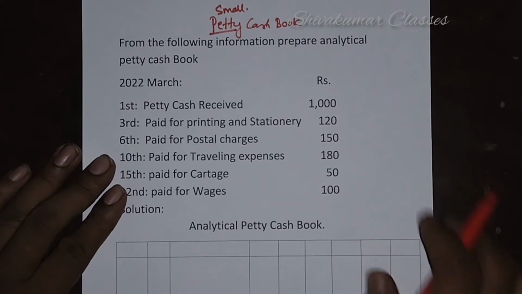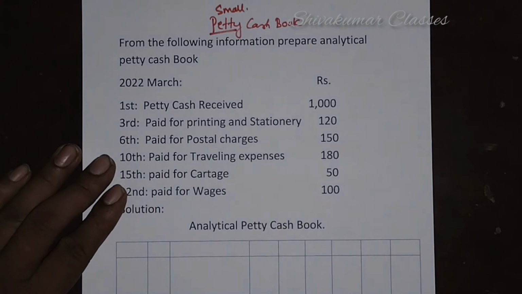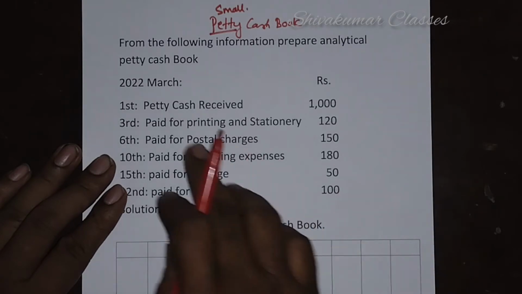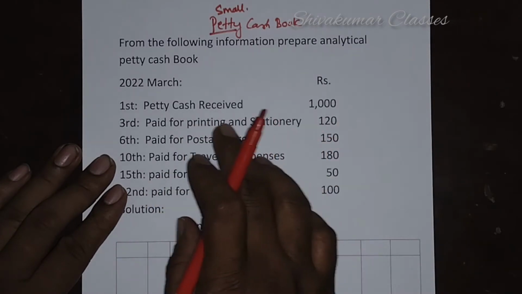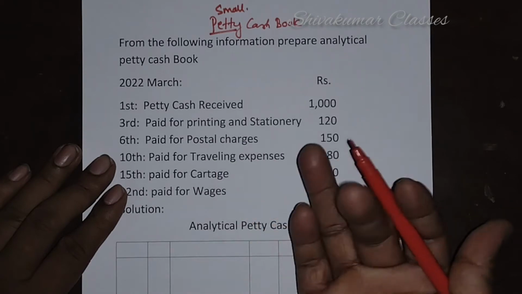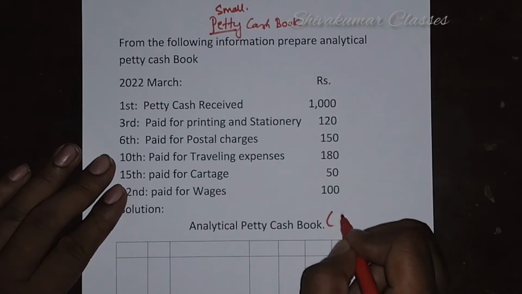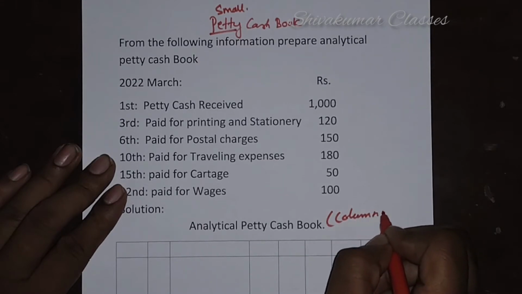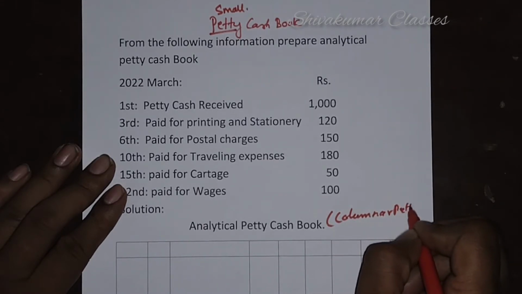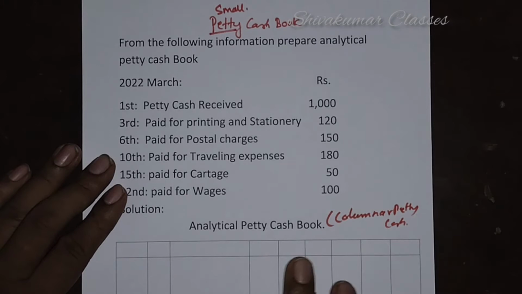And these expenses will be recorded in the analytical petty cash book, because analytical means columnar. Why do they maintain this columnar petty cash book? Because we can see how much amount is spent on the different expenses during a particular period of time. So the analytical petty cash book is also called the columnar petty cash book. Yes, let's enter into the problem.